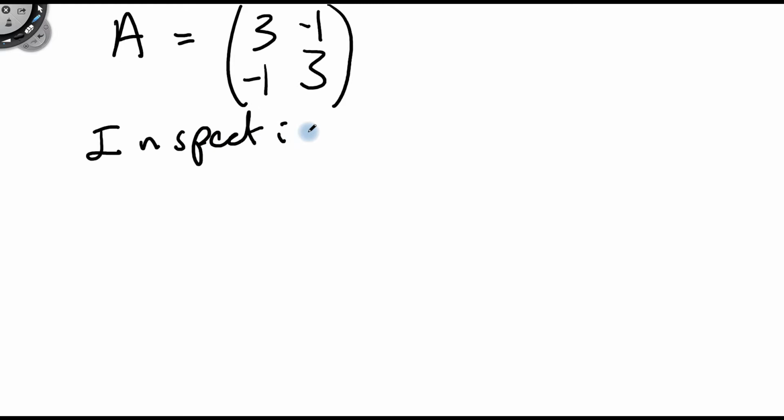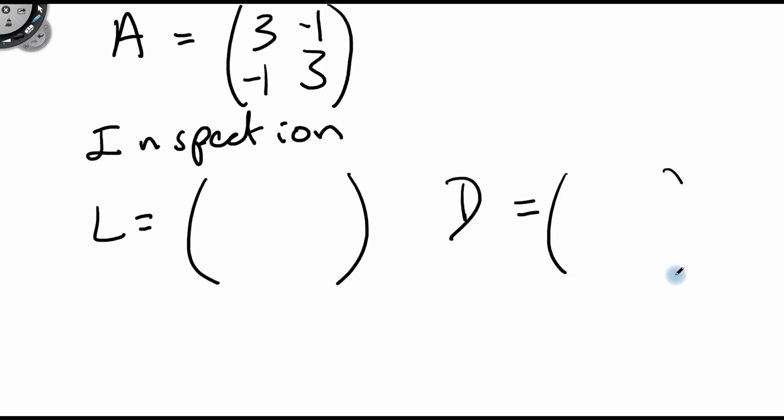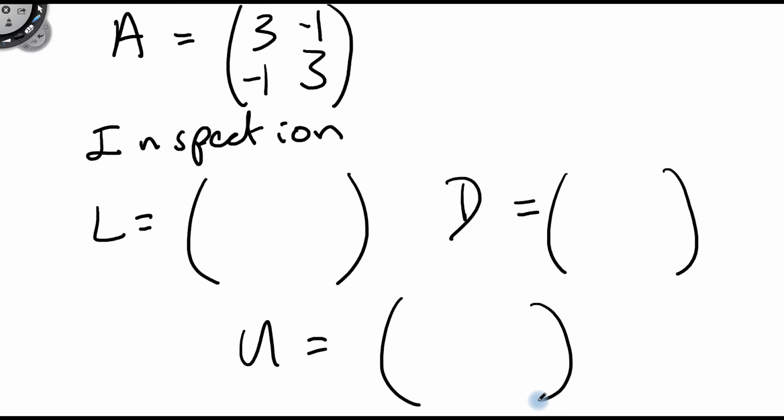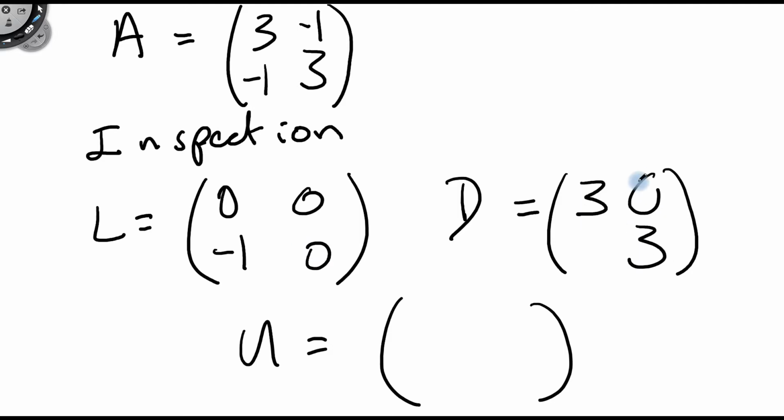remember, we can just pick off the various matrices we're interested in: L, D, U. L is just the lower triangular bit and zeros everywhere else. D is just the diagonal, and U is just the upper triangular bit without any diagonals. So we're just partitioning off there.